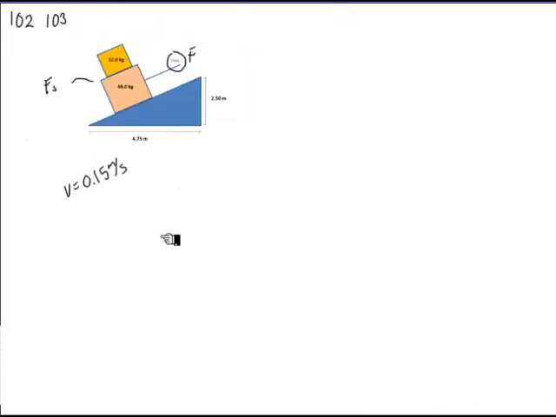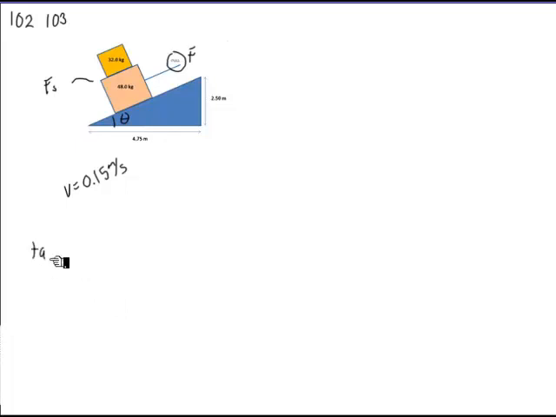Okay. So here we have 102 and 103. And it's a rather long problem statement. I give you a bunch of things. But the main thing you have to recognize is that we are moving up this ramp at a constant velocity. And you might be a little bothered by the fact that you're not given this angle, but take a deep breath. It's a very easy problem to find that angle. So let's do that first.